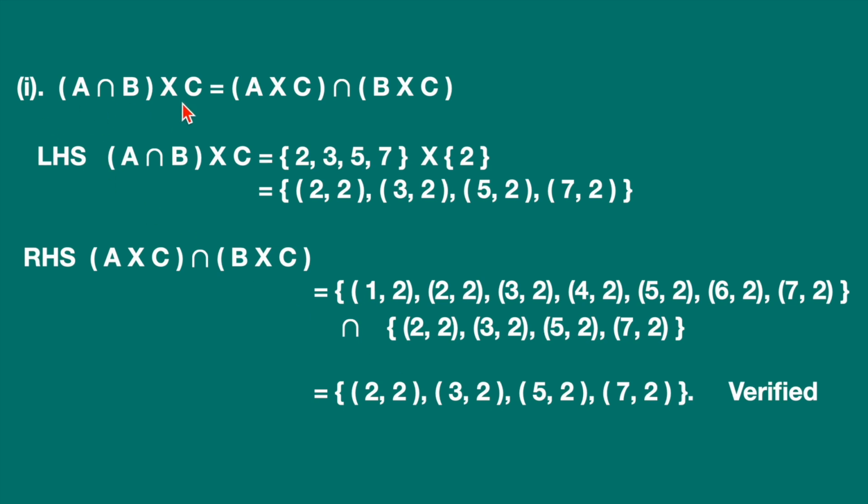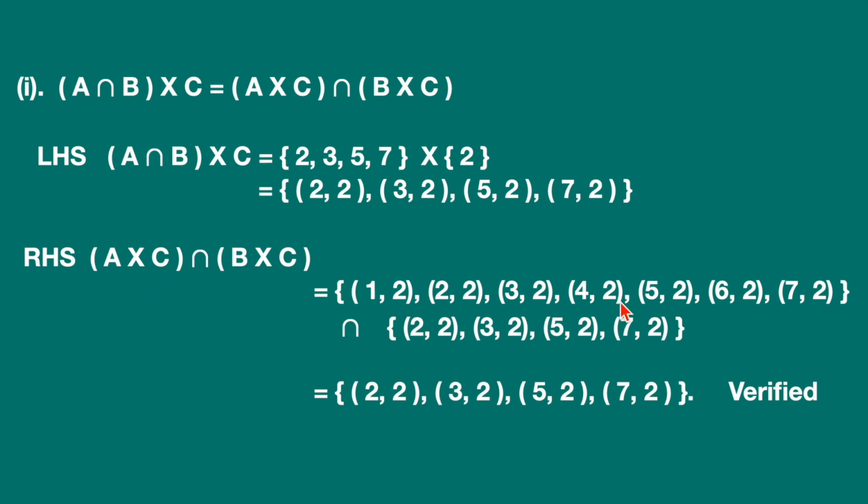So write down the sum. We have to verify that A intersection B cross C is equal to A cross C intersection B cross C. So take the LHS. This is A intersection B. We found it. C is the set {2}. Now do the cross product. Here it is (2,2), (3,2), (5,2), (7,2). That's it.